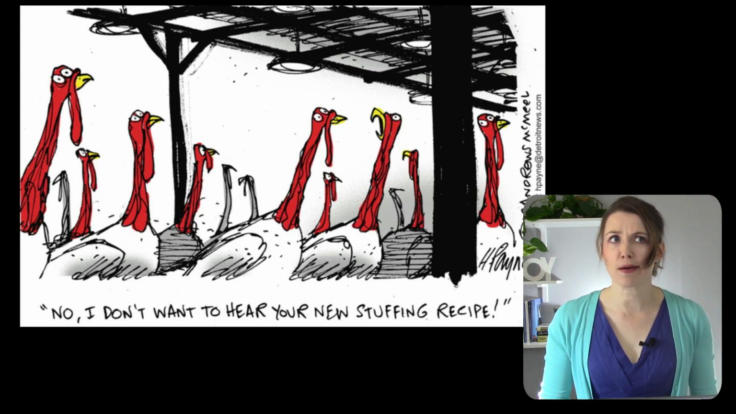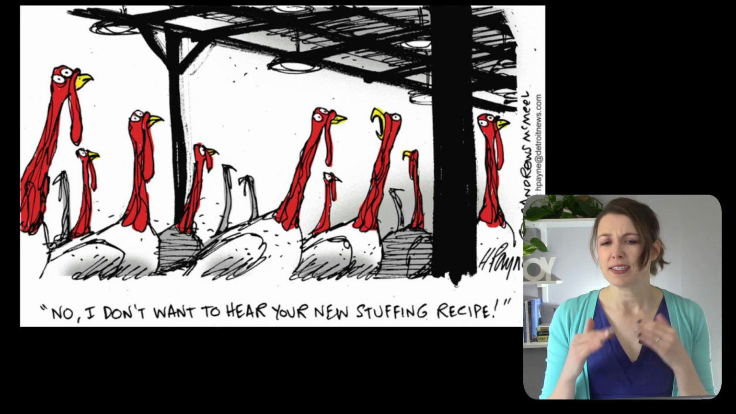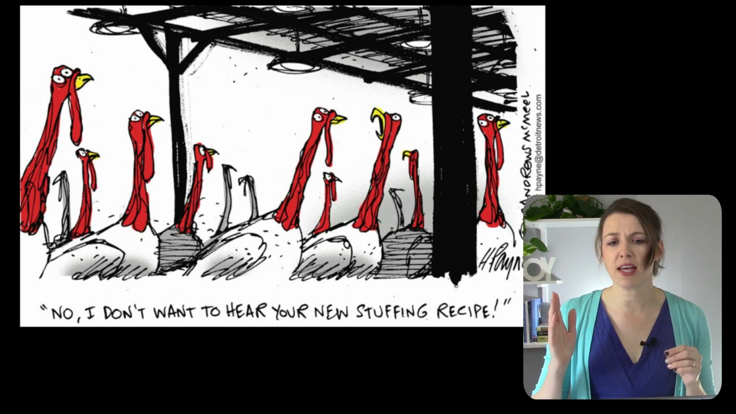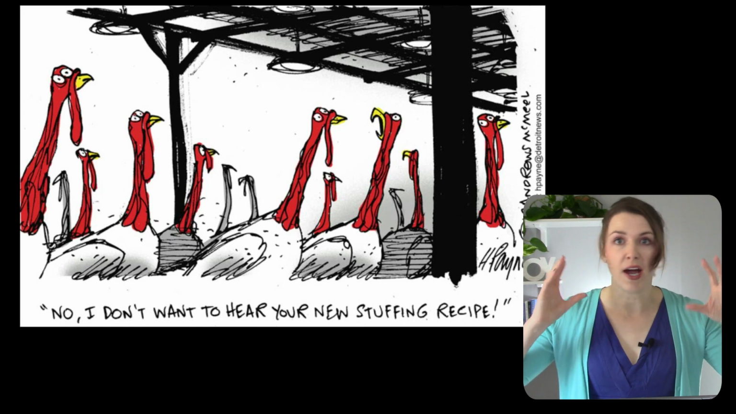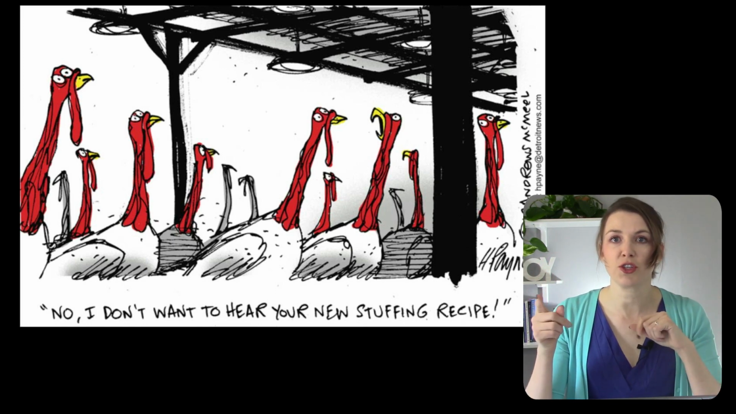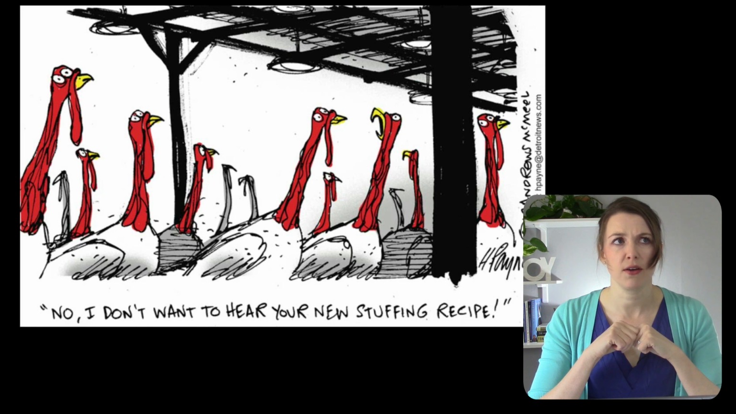So we have some turkeys, and it looks like they are all together, jumbled up in some sort of cage, sort of looking at the top. And looks like they all have the wide eyes, kind of like turkeys have, and one is talking to another turkey. And it says, "No, I don't want to hear your new stuffing recipe."